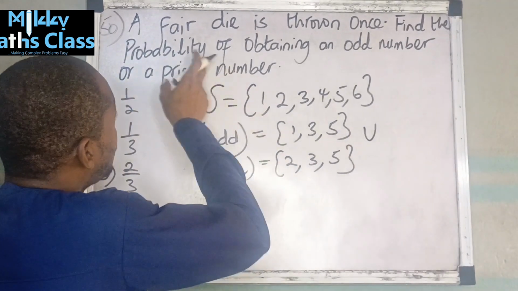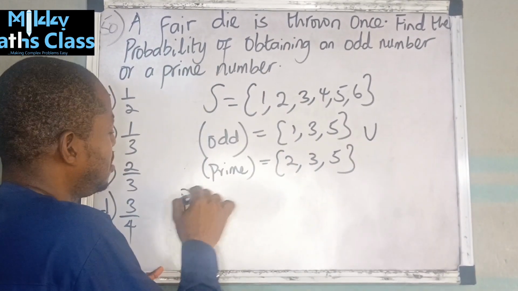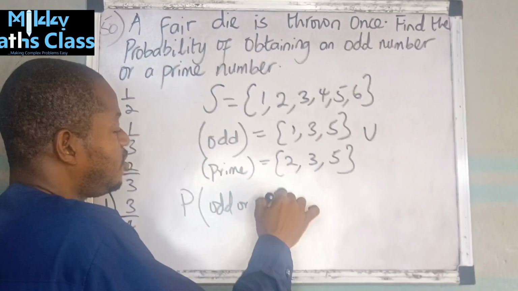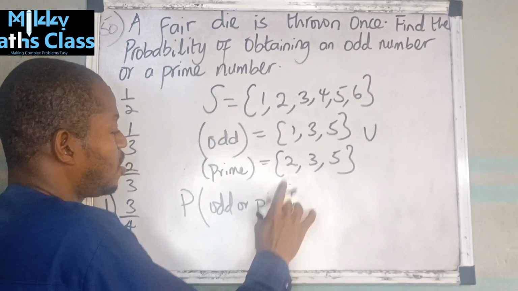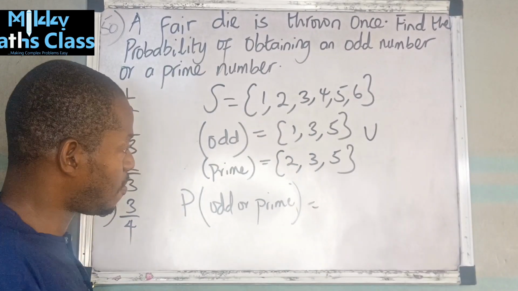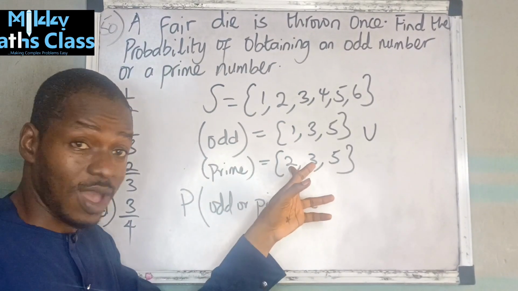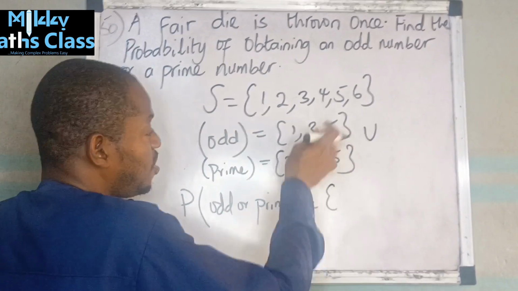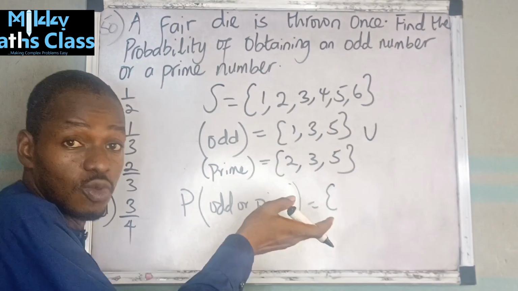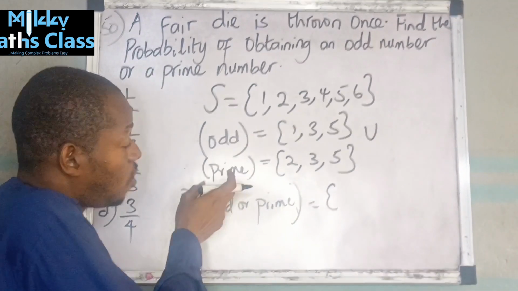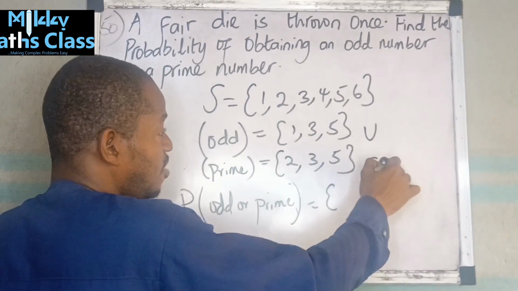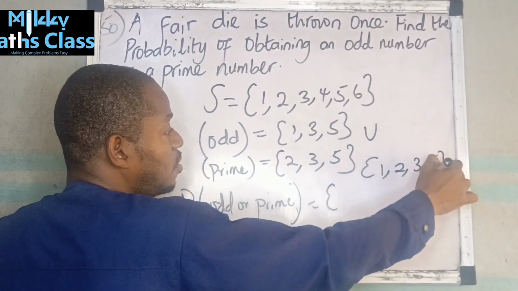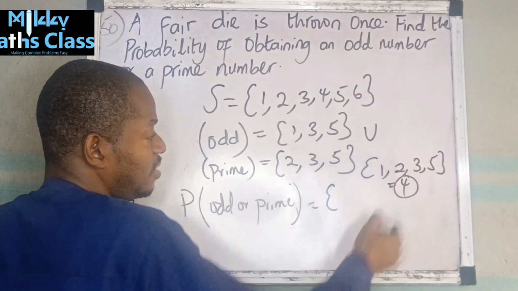Now, what's the union? Take note, it says probability of obtaining odd or prime. That means the union of these two. Make sure you don't count the elements twice. So the sample space for the favorable outcomes we are talking about, that's either odd or prime, will be 1, 2, 3, or 5, which is equal to 4 elements there.